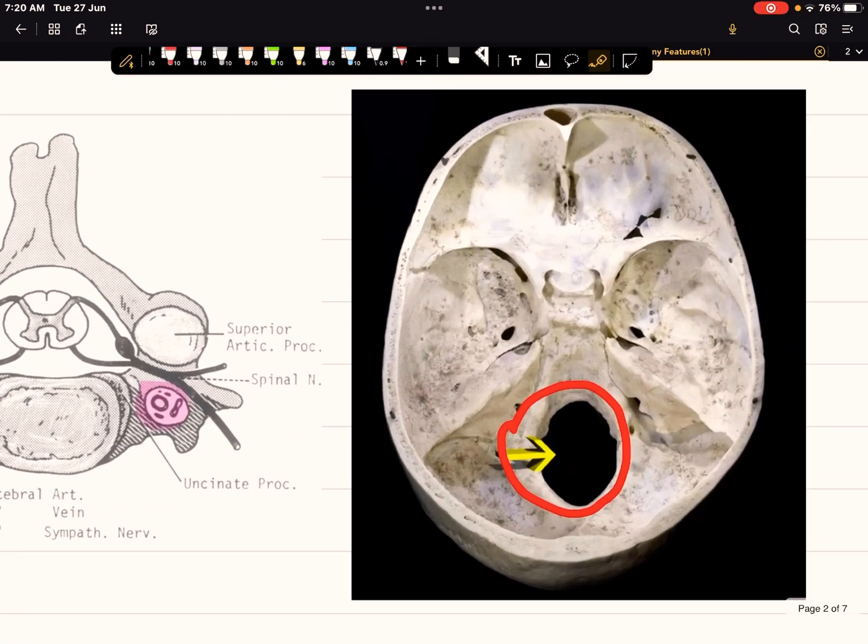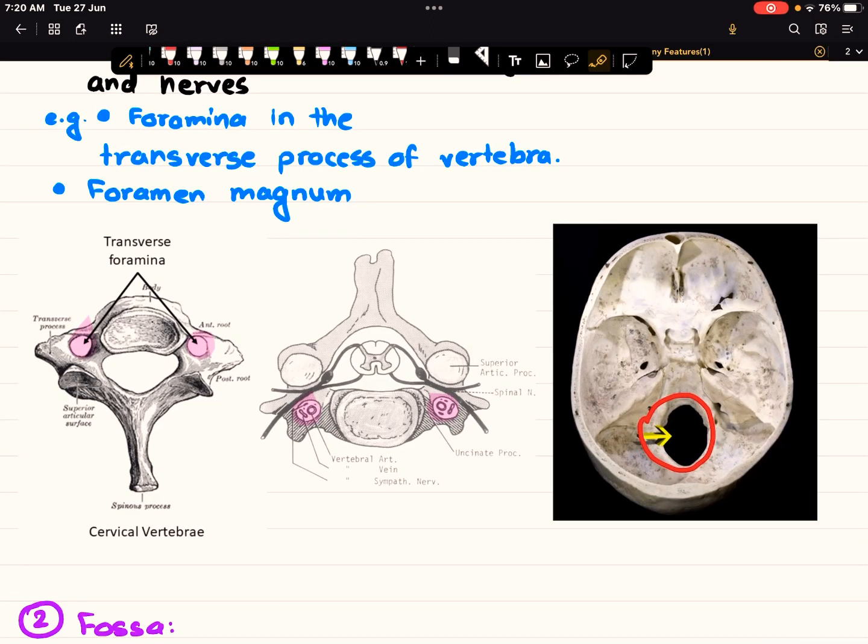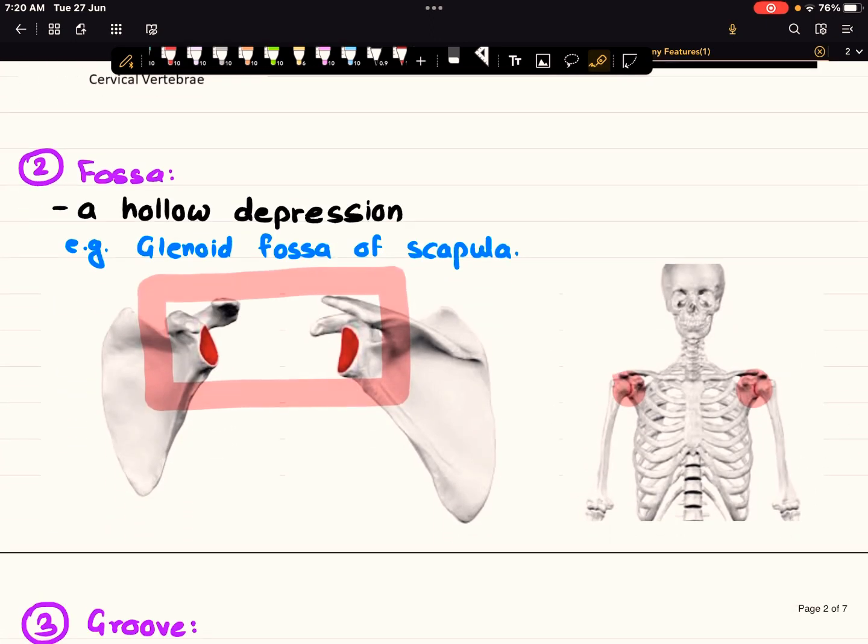Another example of foramen is foramen magnum. This is the largest foramen in the body, and it has very important vital structures passing through it, which we will discuss in another video. Next comes the terminology called fossa. Fossa is nothing but a hollow depression.